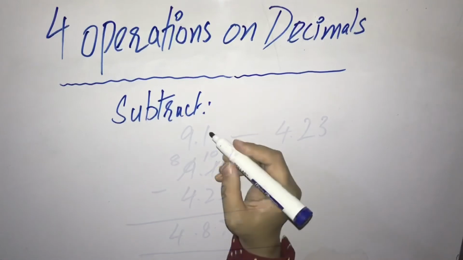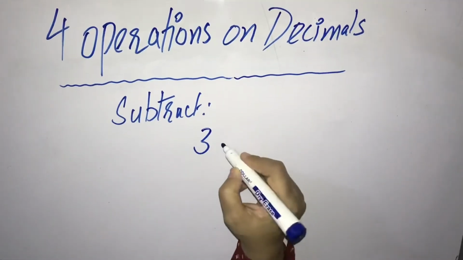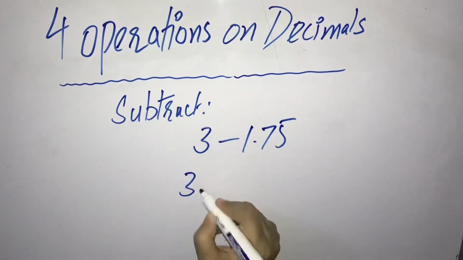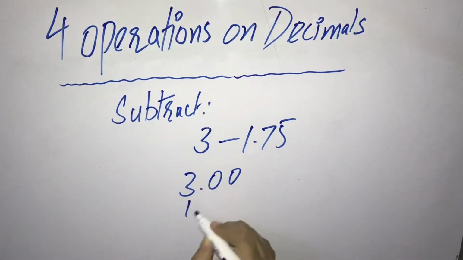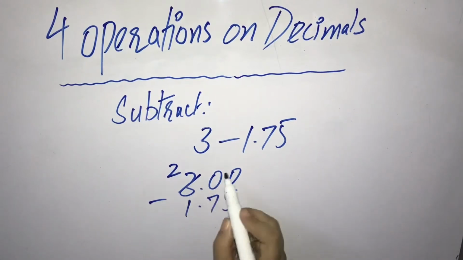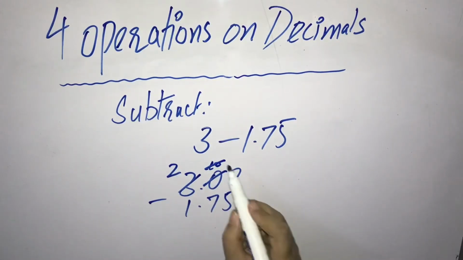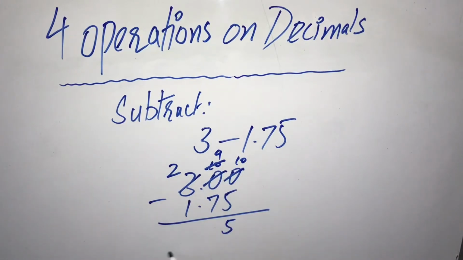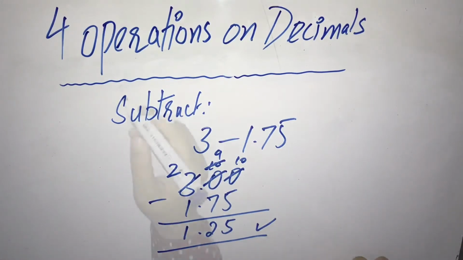Now if we have to subtract 1.75 from 3, we shall write 3 as 3.00 and 1.75 below. We shall take 1 from here, it will be 2, and this becomes 10. It will become 9 and it will be 10. 10 minus 5 is 5. 9 minus 7 is 2 and 2 minus 1 is 1. The answer will be 1.25.